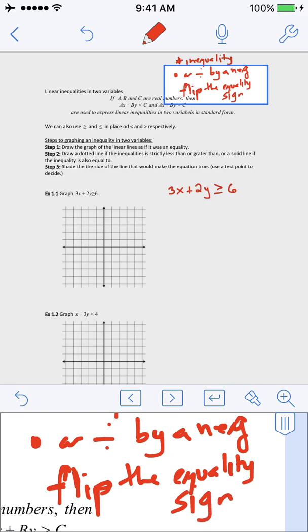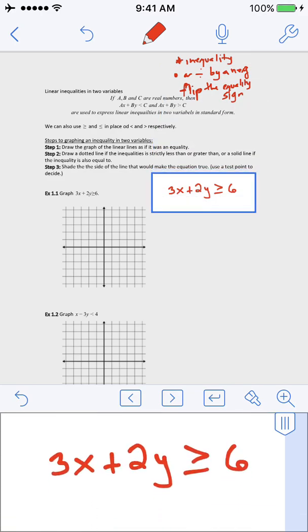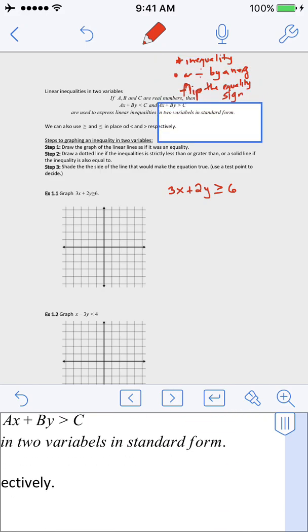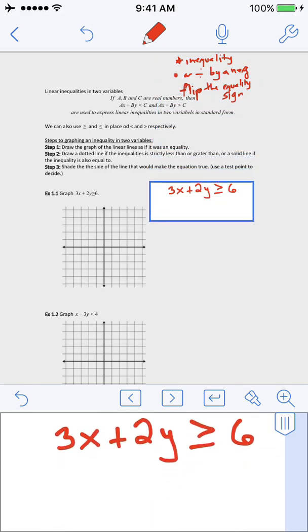So if I had to divide by a -2, then I would change it from a greater than or equal to a less than or equal to. That's the only other thing that would change, and that's only if you need to do it. If you don't need to actually do it, then you don't need to worry about it. But that's the only thing that could happen that you might want to take care of. Other than that, we can solve this the same way.